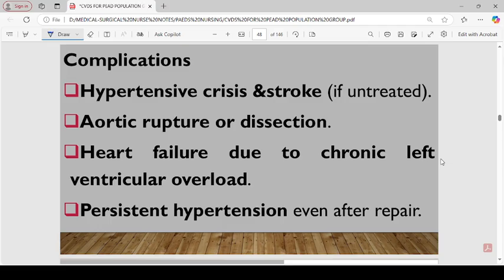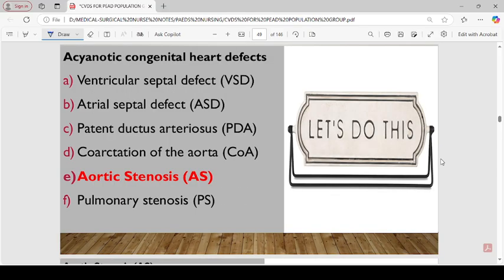Complications include hypertensive crisis and stroke if left untreated, aortic rupture and dissection, heart failure due to chronic left ventricular overload, and persistent hypertension even after repair.